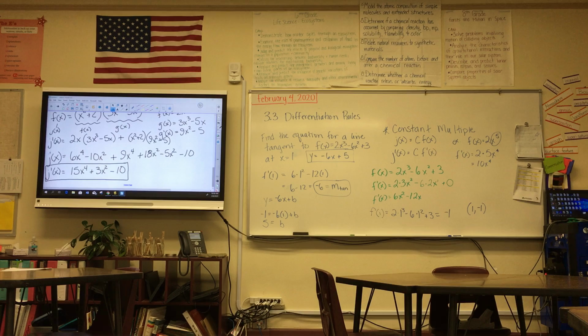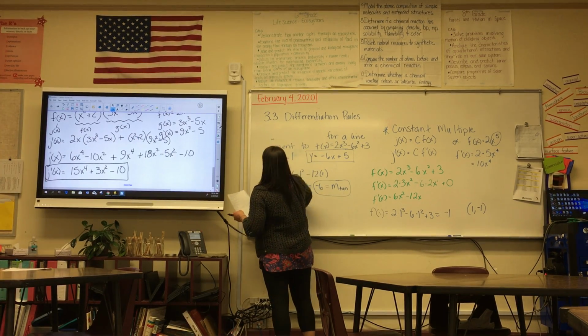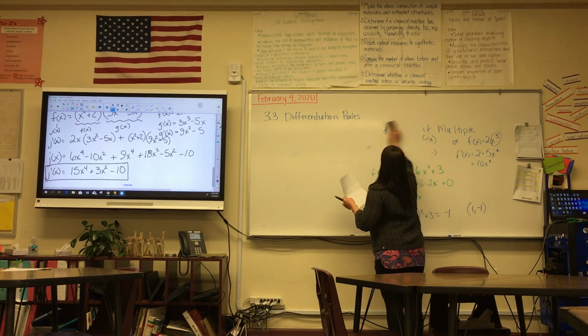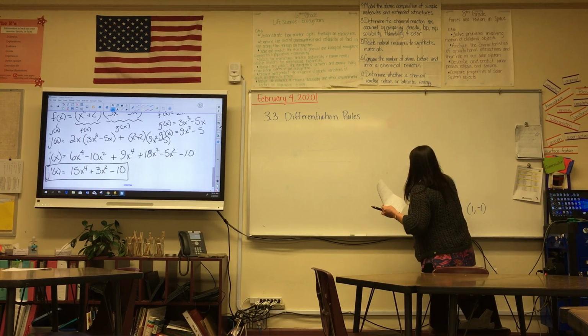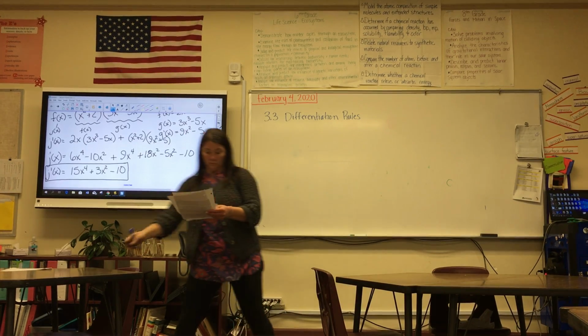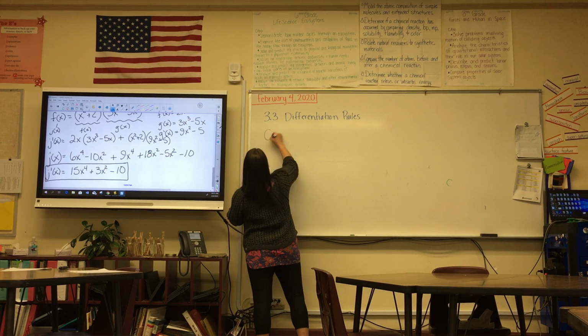The hardest part about the product rule is just keeping everything straight. And then the quotient rule, super similar, with a little twist. So this is our last one. This is the quotient rule. Well, the last one for today.